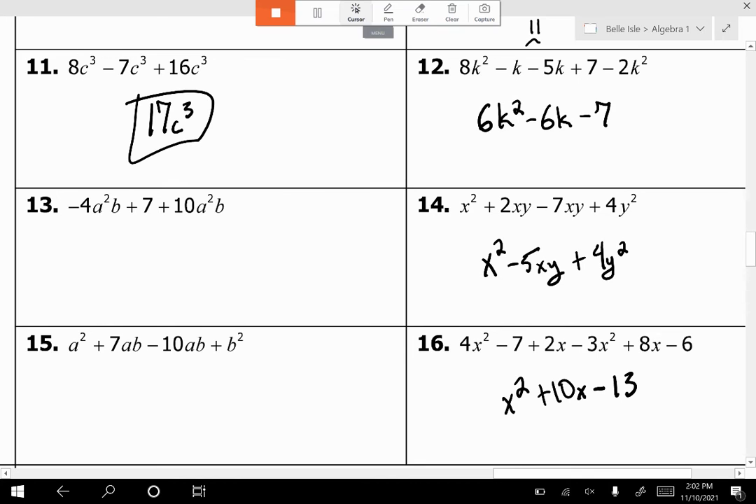So you combine negative 4a squared b and 10a squared b and get 6a squared b. And it's plus 7. Good.